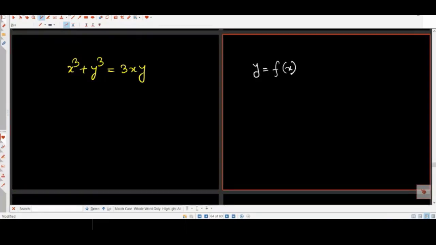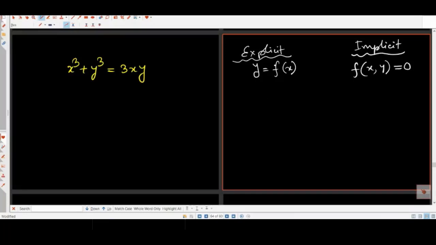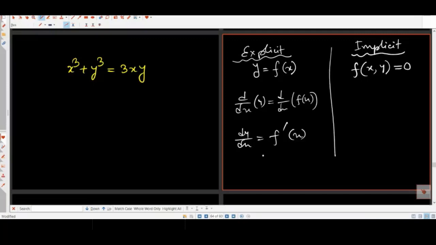y equals f of x is the explicit form. And if we have f of x comma y equals 0, that is the implicit form. Whenever we have the explicit form, we can easily differentiate. We differentiate both sides, getting dy dx on the left, and on the right side we get f prime of x. In that case, we use all the rules like the sum rule, difference rule, product rule, quotient rule, and just now we have learned the chain rule. All these can be applied to find the derivative dy dx.